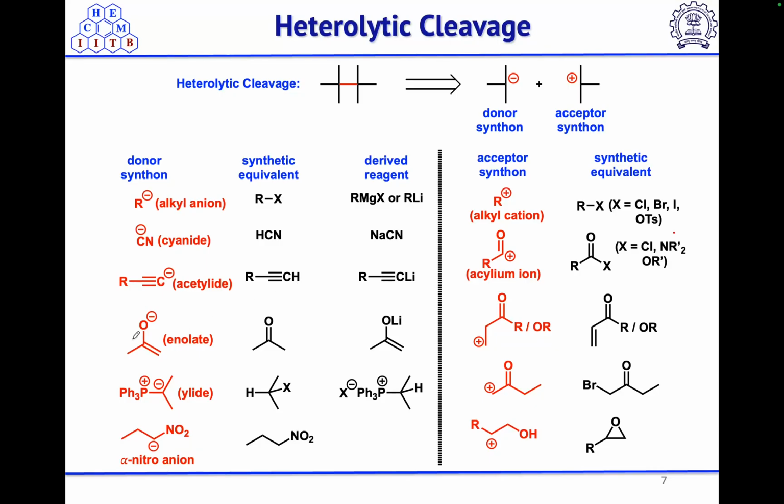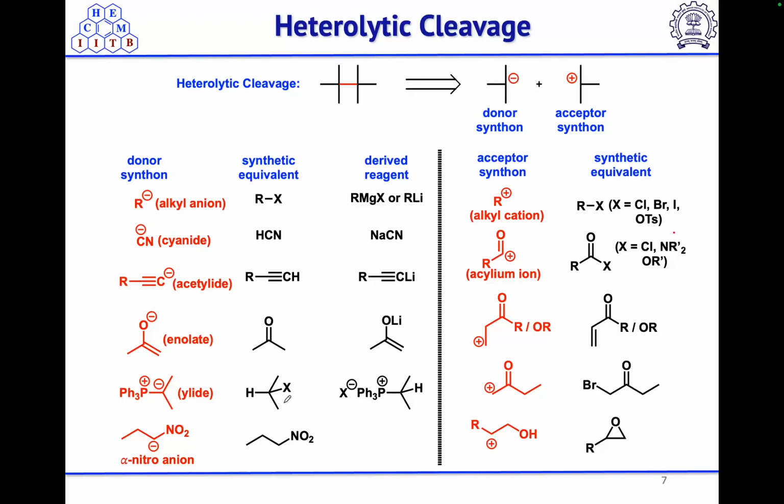Also, enolate has two reactive sites: this O minus can act as a nucleophile, and this carbon can also act as a nucleophile. How can we generate this enolate? The synthetic equivalent is the carbonyl compound. If we treat this carbonyl compound with a base, LDA, sodium hydroxide or sodium methoxide, we can generate the metal enolate. So this is the reagent, and this is the synthetic equivalent. Now, if we talk about ylide, how can we generate this ylide?